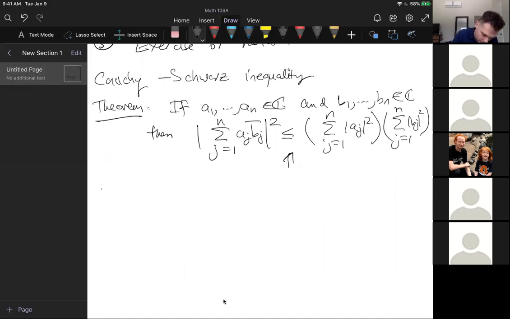The proof I've written out in the notes, so I can put them online, but it is just a calculation. So I'm just going to put: see notes or textbook.